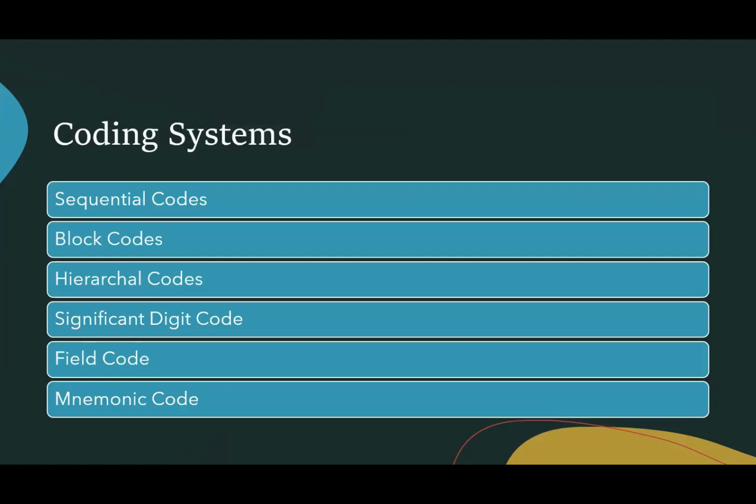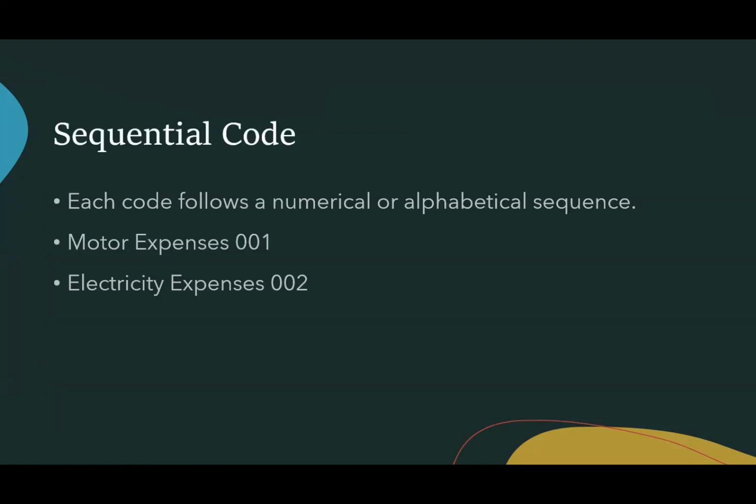Now, you have a number of coding systems over here. You have sequential codes, block codes, hierarchical codes, significant digit code, field code, and mnemonic code. When you talk about sequential code, each code follows a numerical or alphabetical sequence. So, like motor expense 001, electricity expense 002, it goes in sequential numbering. Like if you have seen a checkbook, all the checks are sequentially numbered, or the currency, it's all sequentially numbered.